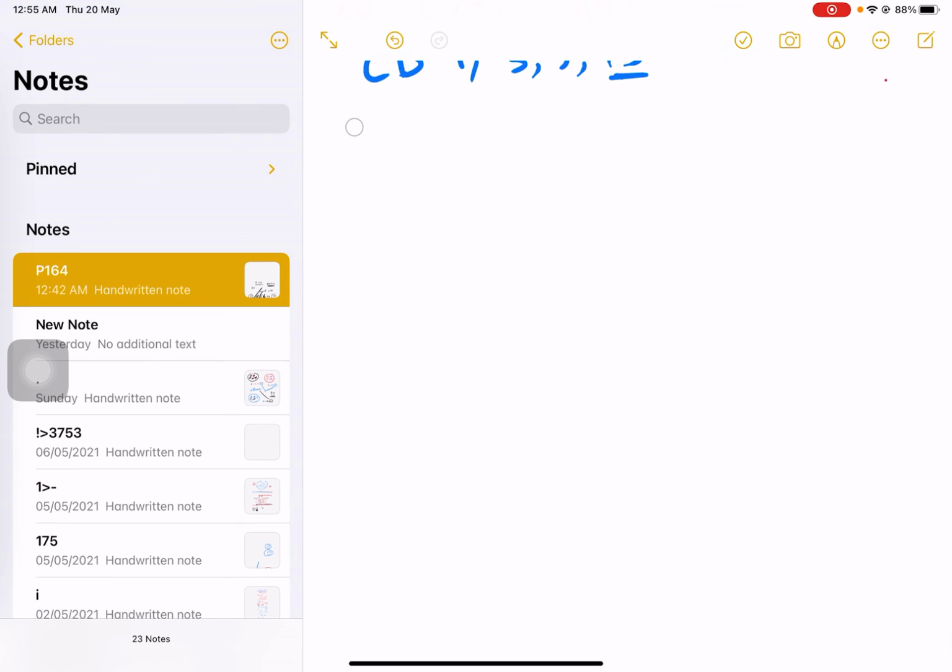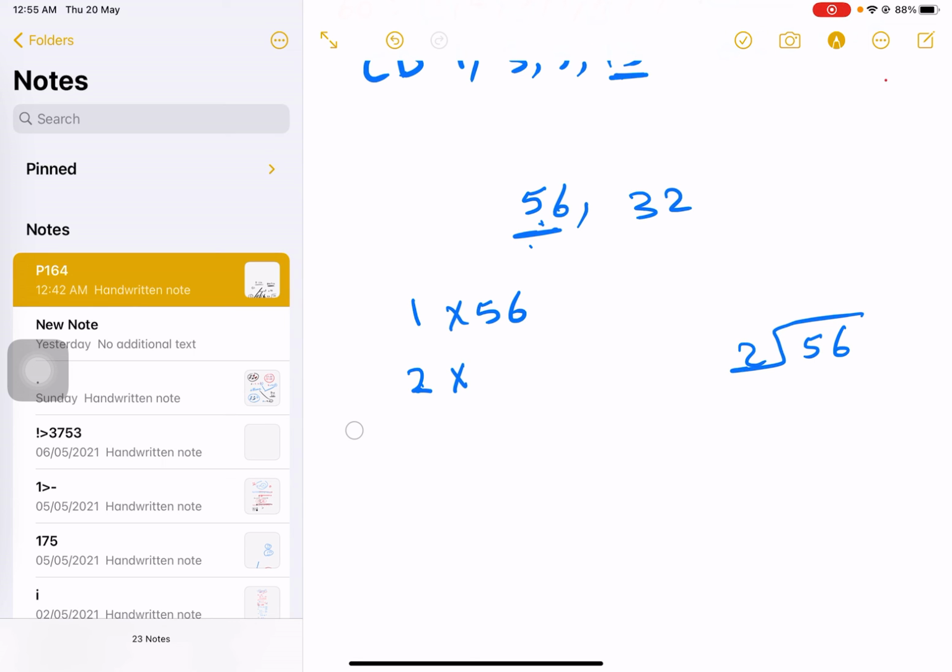They said find the common divisors of 56 and 32. You should start with 56. What two numbers do you multiply to get 56? 1 and 56 itself. Then you write 2 multiplied by what number gives 56? To know that, you can do long division by 2. It is 2 times 28, which will give me 56.